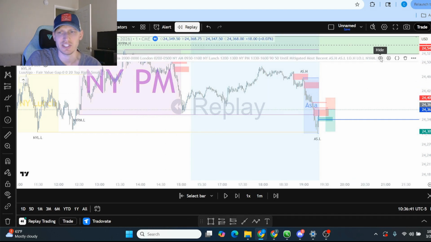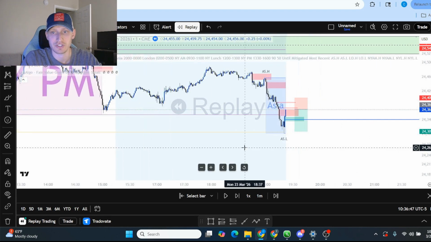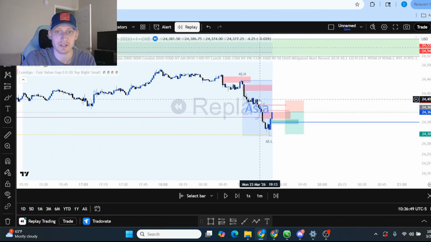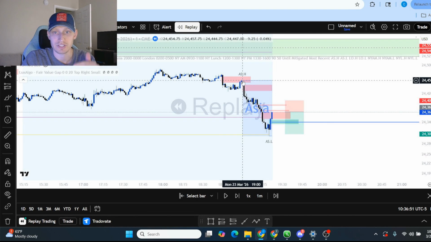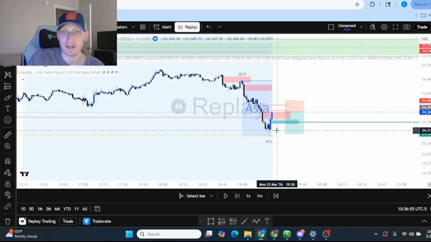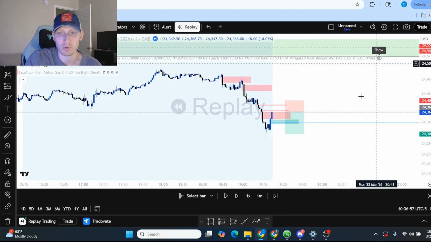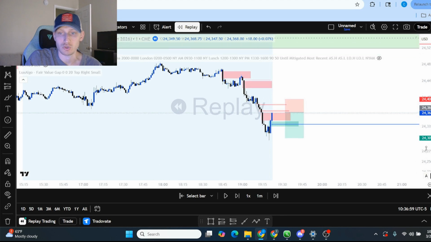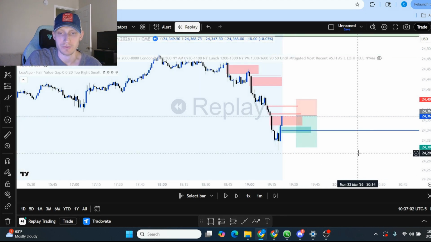This is the ICT kill zone session indicator, so it just shows every session there is. As you can see here, we were trading Asia session and it popped up Asia, and then it's going to have the Asian high and Asian low as the session progresses. But that's always something good to look out for in order to find those draw zones or liquidity zones, right?